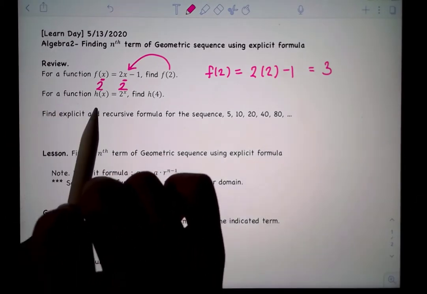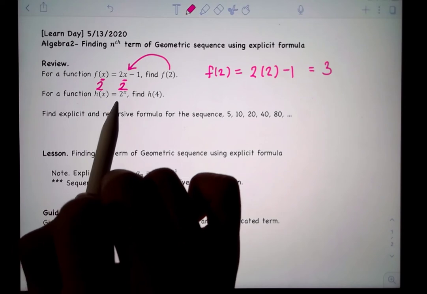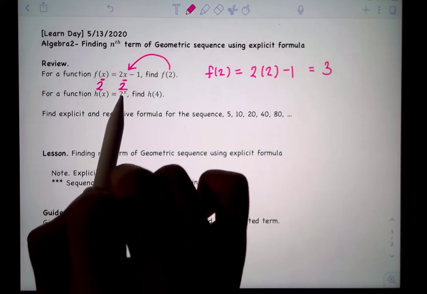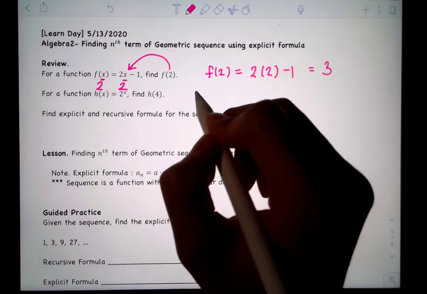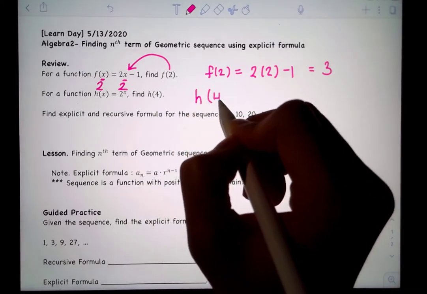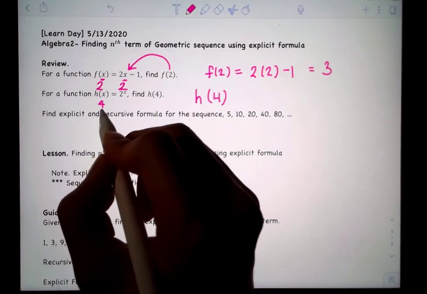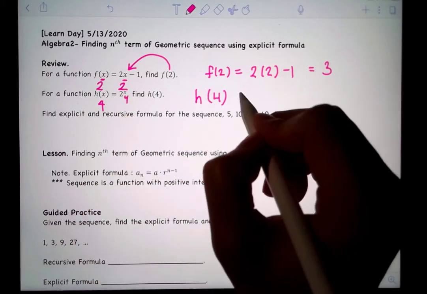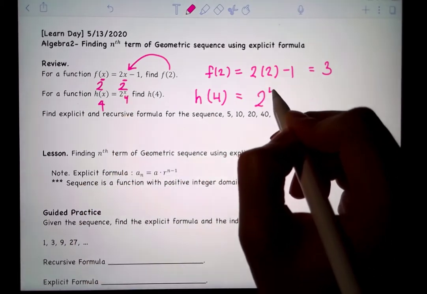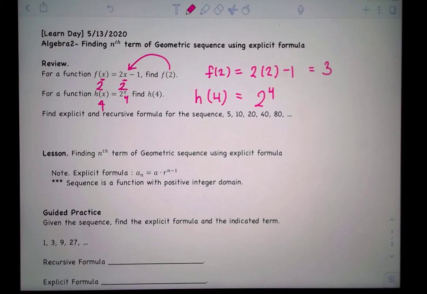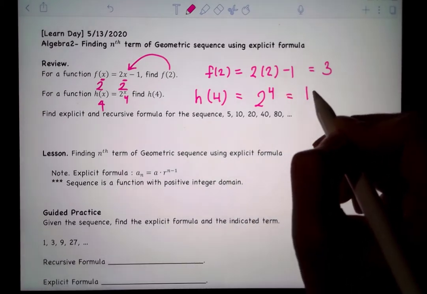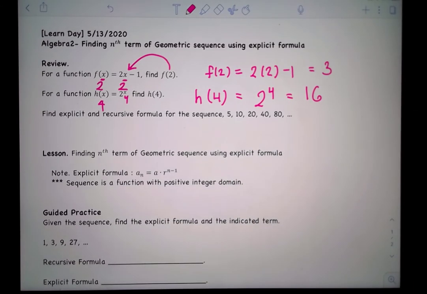And what about this one? h of x is 2 to the x power. You see that? x is over here. So for that one, h of 4, then what? Instead of x, we put 4, right? So that's 2 to the power of 4, right? And that will be 16. So we will use some properties like that.